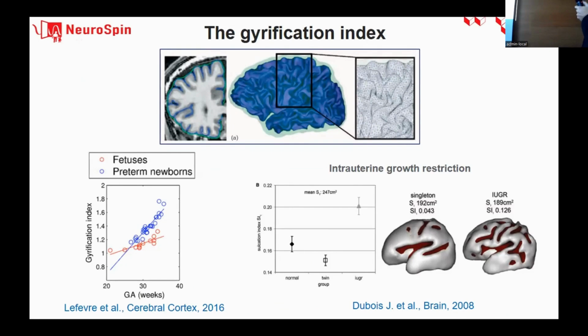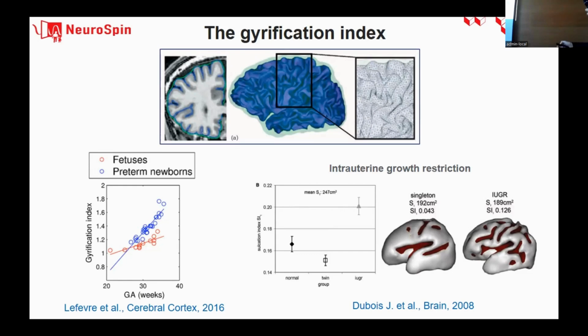So we heard already this afternoon about gyrification index, basically the ratio between the surface of cortex buried into the folds versus the surface area of a flat brain. And if you look at this chart here, the blue one is for preterms, the red one for fetuses, and you clearly observe that preterms fold faster than fetuses. It's really striking.